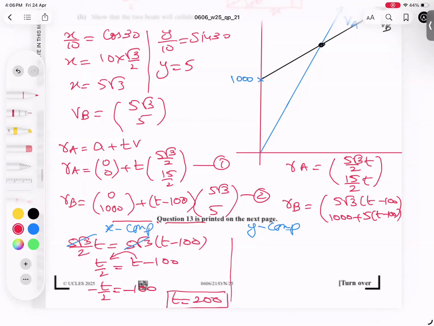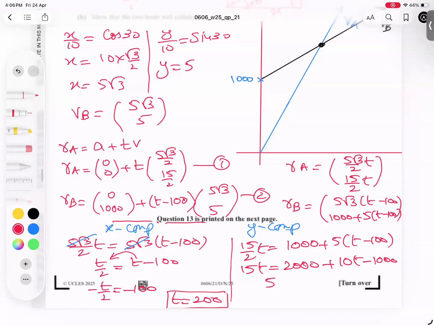Same way for the Y component: 15 over 2 T is equal to 1000 plus 5 times T minus 100. So I multiply 2 on the other side. I get 15T equals 2000 plus 10T minus 1000. So this goes there, I get 5T equals 1000, and T I got again 200 seconds. So as they are equal, they collide.